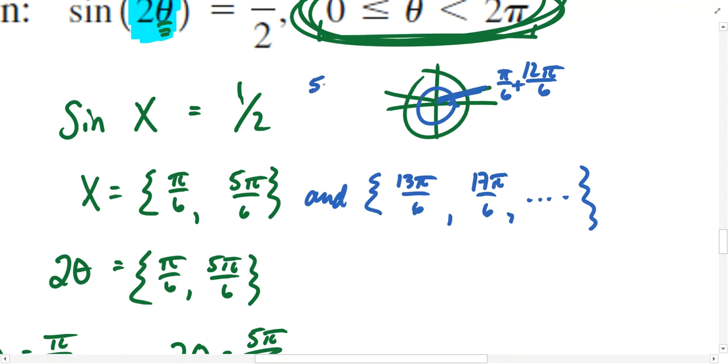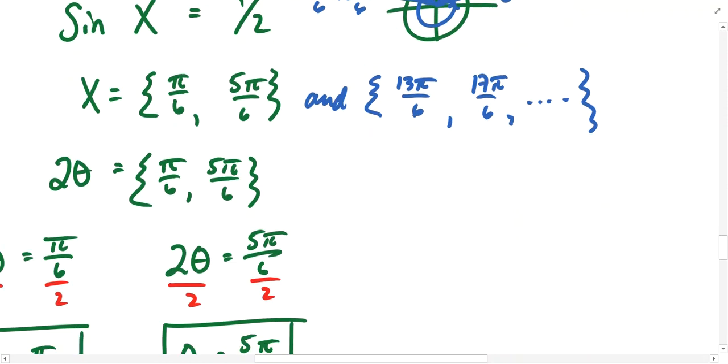And then if I had 5 pi over 6 plus 12 pi over 6, again, this is just some common denominator form of 2 pi. This is where the 17 pi over 6 came from. We've got another solution in that position.